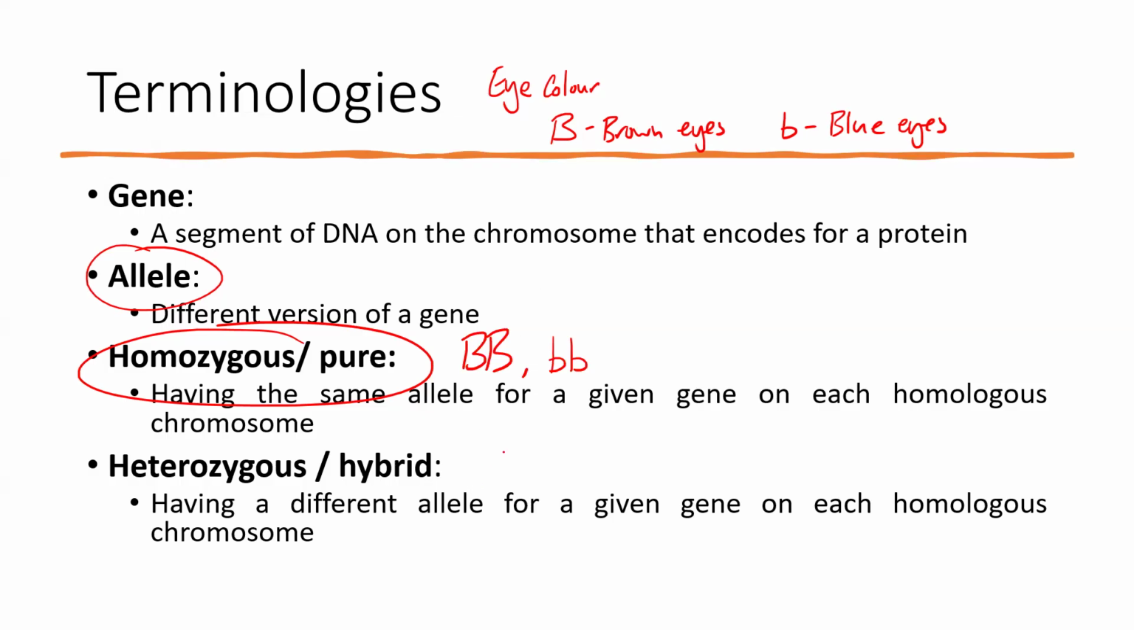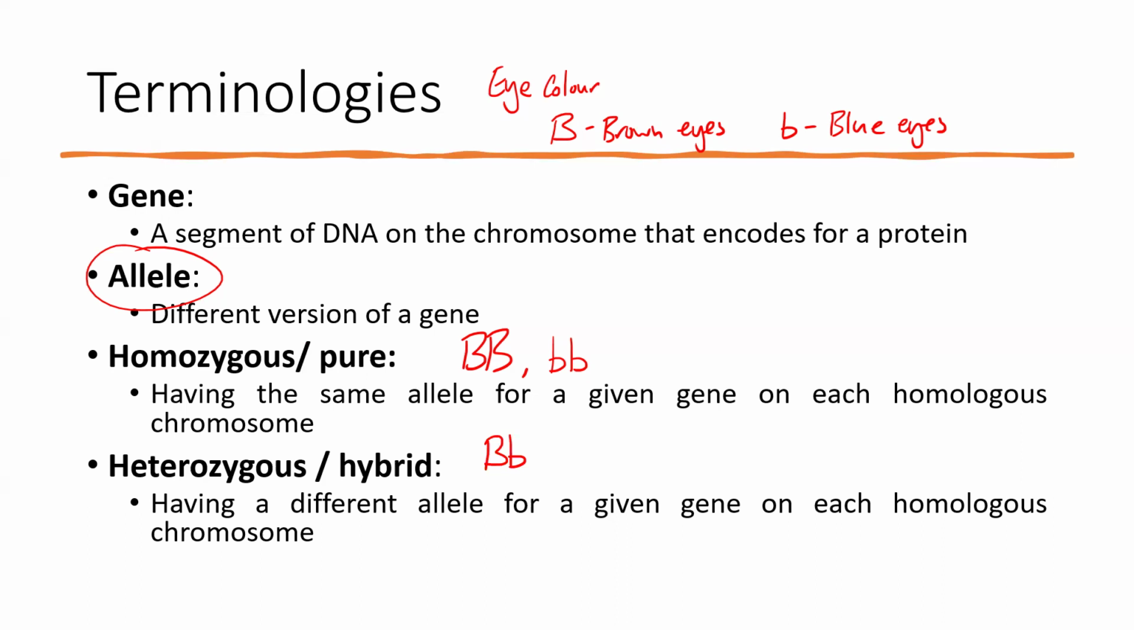So if someone is big B, small b, if they inherit a big B from one parent and then a small b from another parent, then the alleles are not the same. And for that gene, we say they are heterozygous, or hybrid. So homozygous and pure means they're the same. Heterozygous and hybrid means they are different.